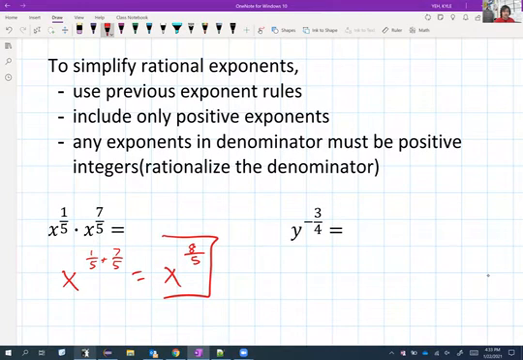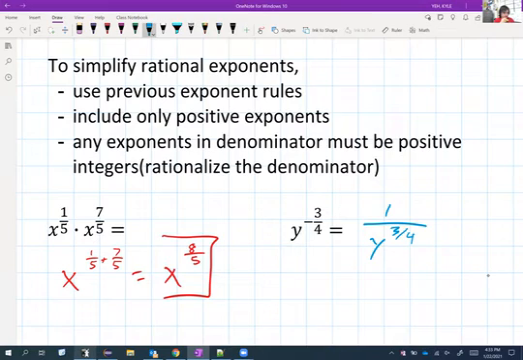Just using our previous exponent rules. Nowhere in those rules did it say it wouldn't work for fractions. What about y to the -3/4? Okay, well, we can't have negative exponents. We were told to include only positive exponents. So here's what I'm going to do. I'm going to do what I did above and say, okay, well, I have 1 over y to the +3/4. And now the negative exponent is taken care of.